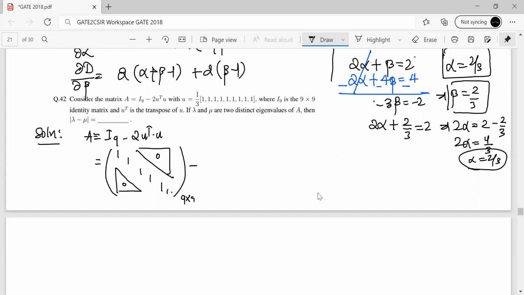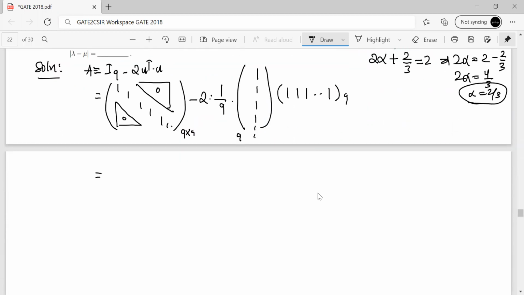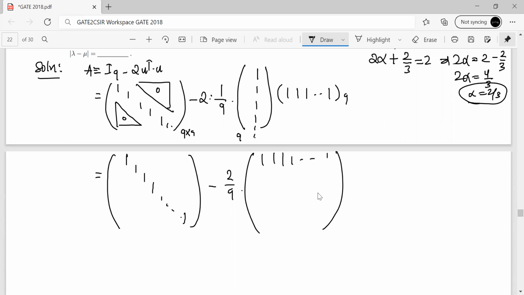So this is my identity minus 2 times, watch it. This is 1 by 3 and then multiply by this. So that gives me ultimately 2 into 1 over 9 and then U transpose. So that will give me 1, 1, 1, 1, 1 and so on up to 9 times here and 1, 1, 1, 1, 9 times, right? So if I construct the matrix, that will give me 1, 1, 1, 1, 1, minus 2 over 9 times this, which will be again 1, 1, 1, 1, 1, 1. Okay. So this is again 9 cross 9.